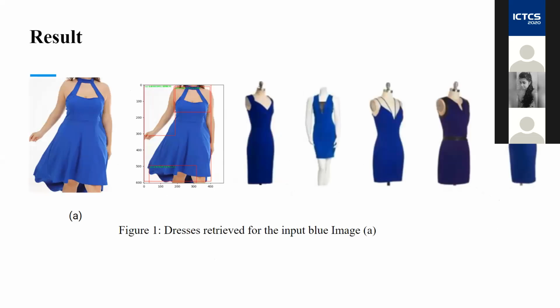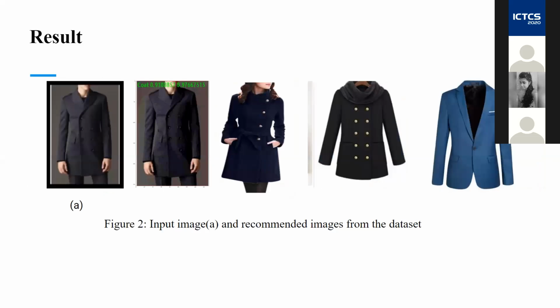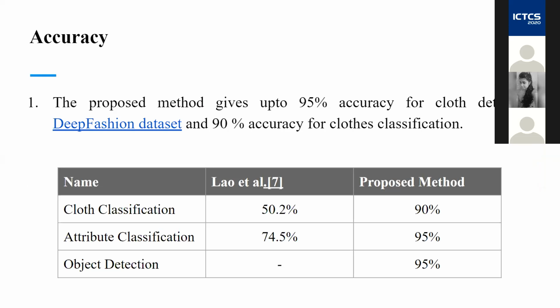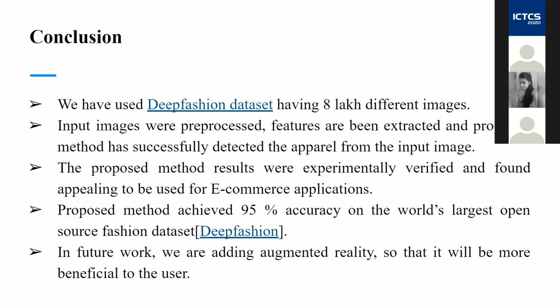When I pass this input image, I get the next image with the IOU unit, and the rest of the images are presented in front of me for recommendation. These are the results, including the prediction model for the particular image, and the accuracy I got is almost 95%. And this is the conclusion.